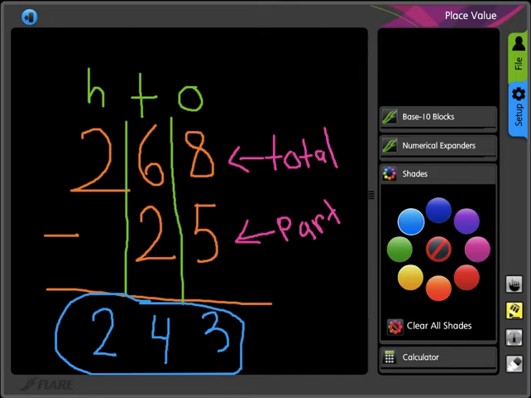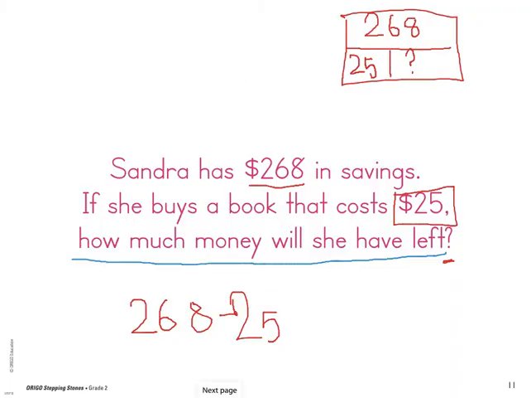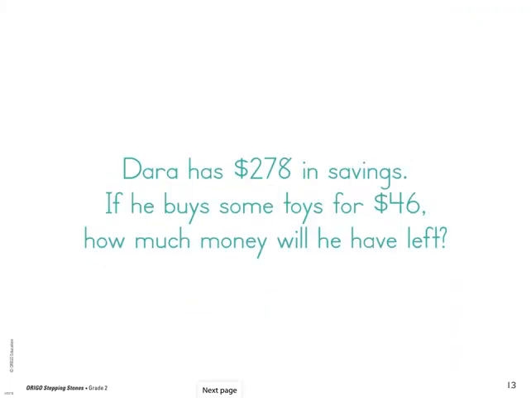So these are 2 different ways to do it. And let's try one more. Dara has $278 in savings. So first thing I'm going to do, set up my total part so that we can fill it in once we're done reading. Let me start over. Dara has $278 in savings. If he buys some toys for $46, how much money will he have left?